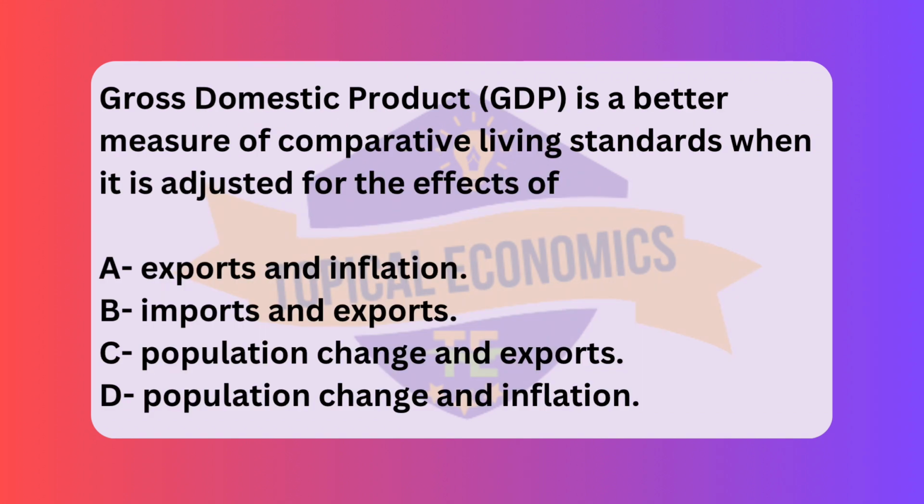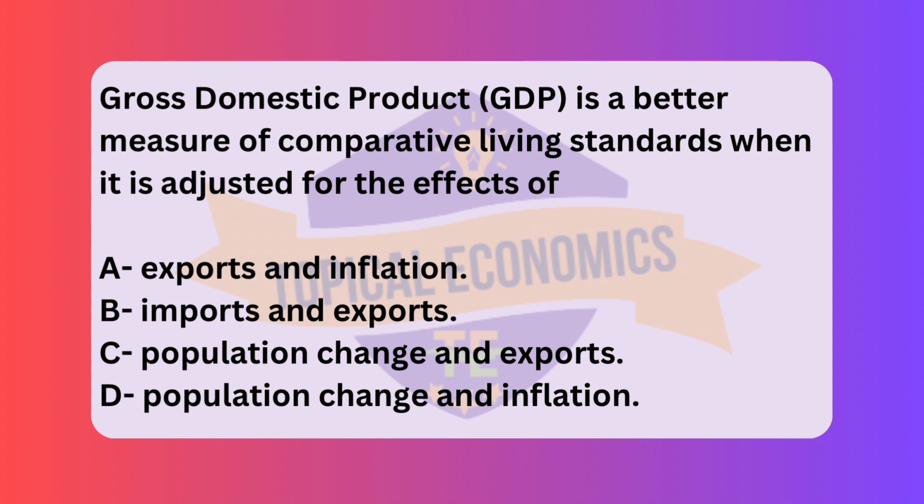Gross domestic product, GDP, is a better measure of comparative living standards when it is adjusted for the effects of A. Exports and inflation. B. Imports and exports. C. Population change and exports. D. Population change and inflation. This question is from year 2021 May-June version 1. The correct answer for this question is option D.